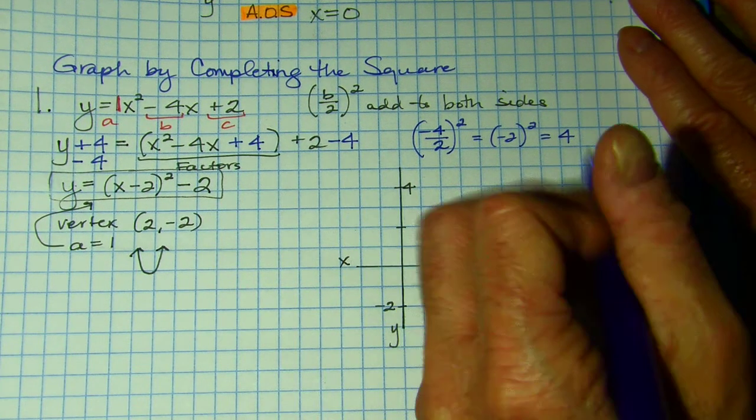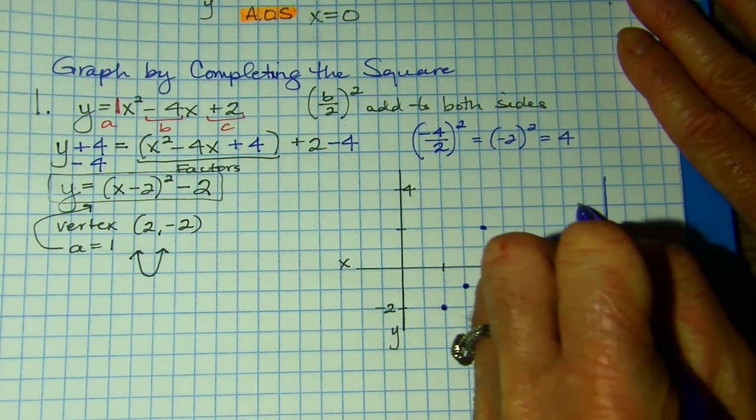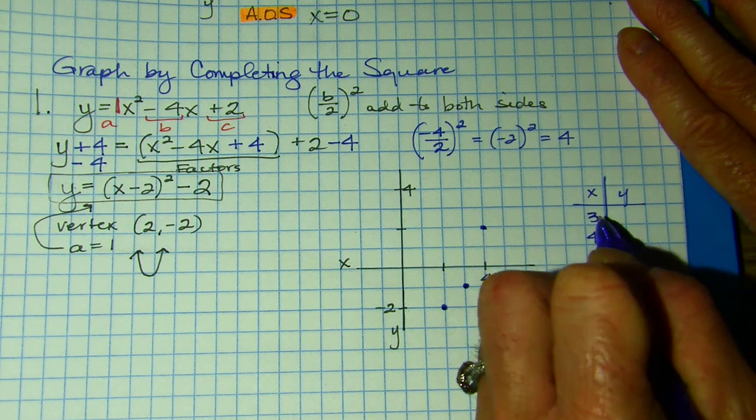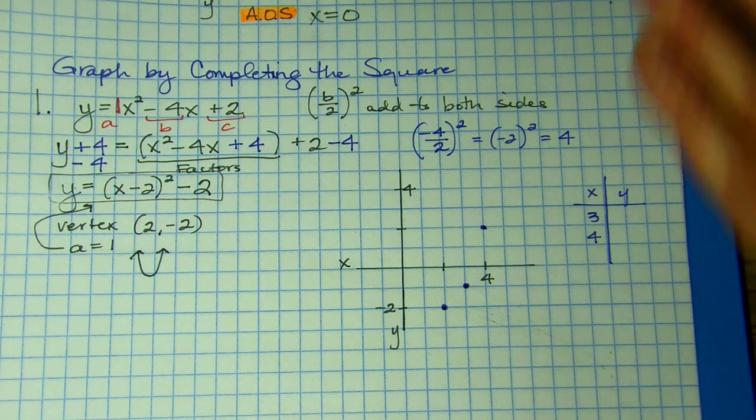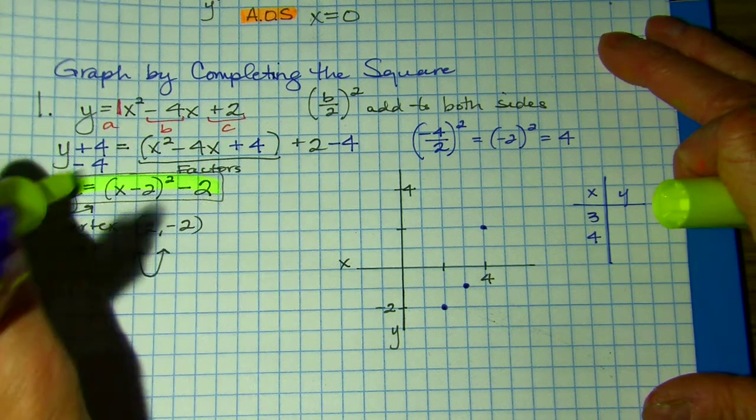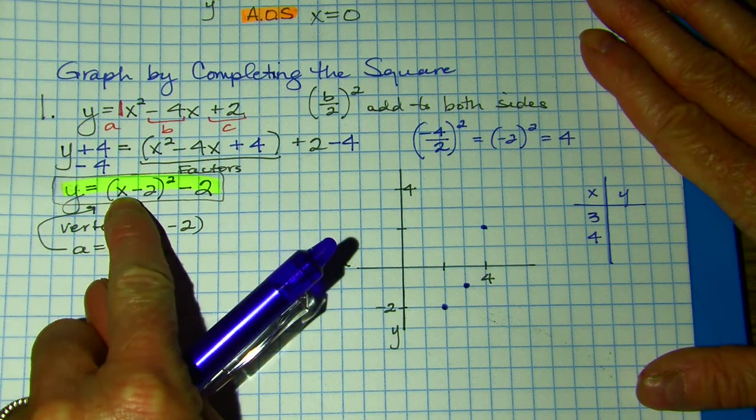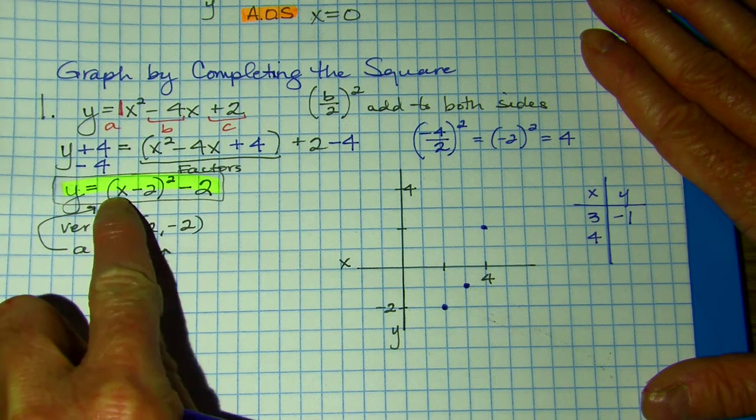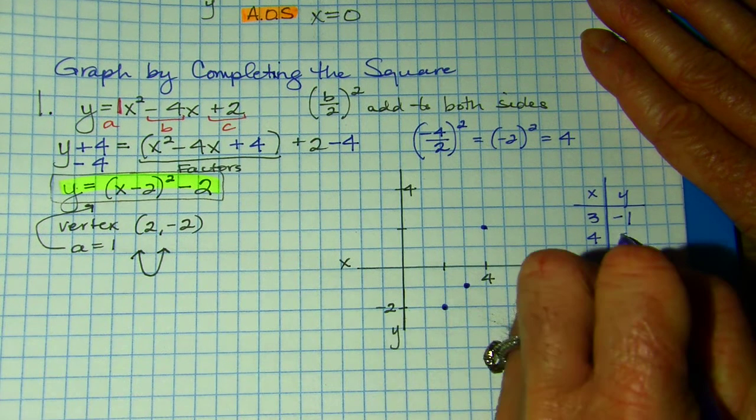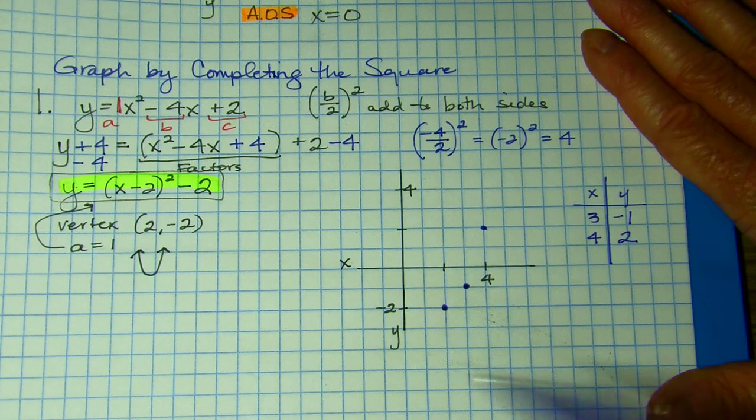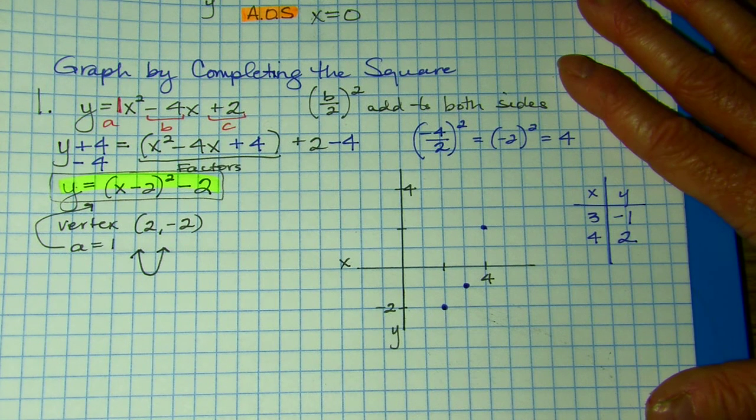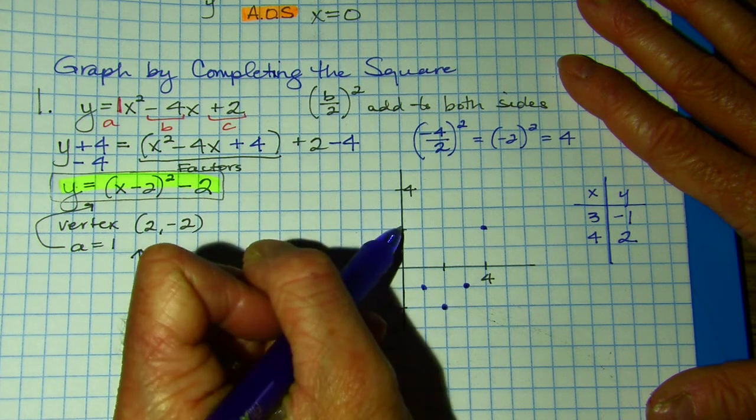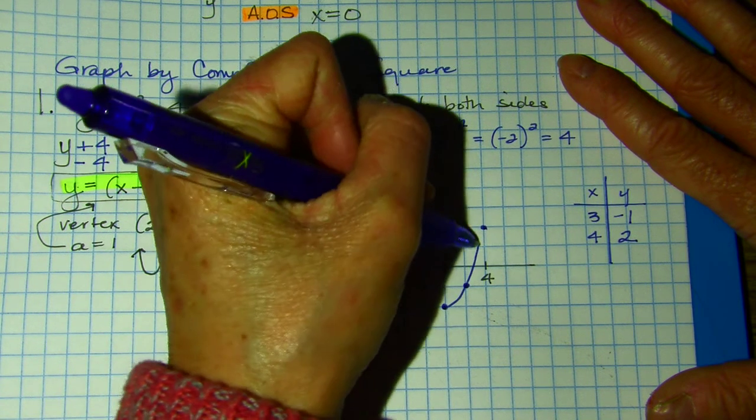Or you could build a little table on the side and plug in a couple values. So I'm plugging in, this would be 3, and I'm plugging in 4. If I plug 3 in, I'm using this. 3 minus 2 is 1. 1 squared is 1. 1 minus 2 is negative 1. Plug in 4. 4 take away 2 is 2. 2 squared is 4. 4 minus 2 is 2. And guess what? That should match the points I found using my method. So, to the left 1, 1 squared is 1. To the left 2, 2 squared is 4. And so here is your parabola.